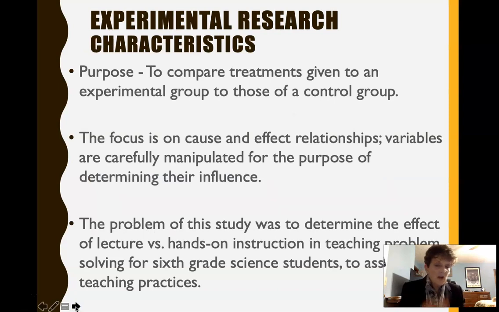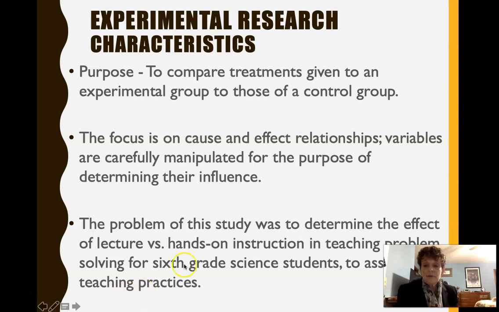And then the last that we're going to talk about is experimental research characteristics. And so this was the one where you give treatments, or you have different groups. You have one that's the experimental group and one's a control group. And the focus on this is the cause and effect. So you have to be very careful about your variables. You have to clearly identify your variables, and you have to very carefully manipulate them for the purpose of determining how these variables affect the outcome of your research.